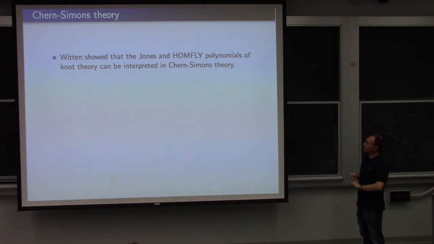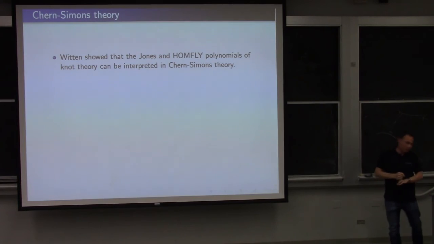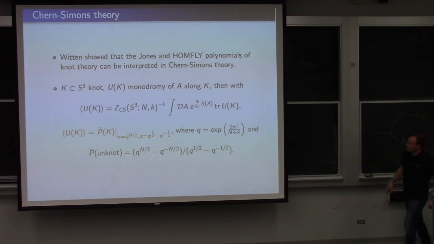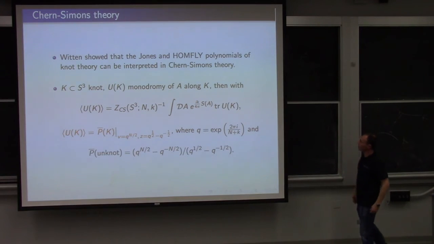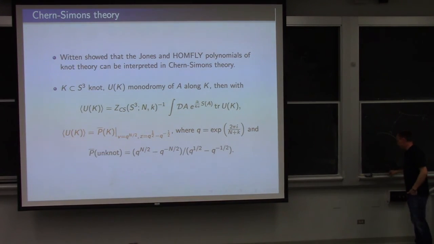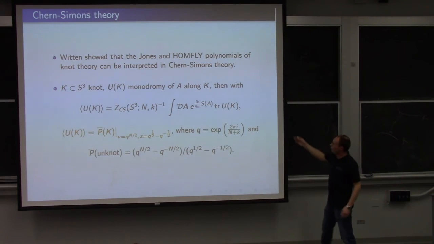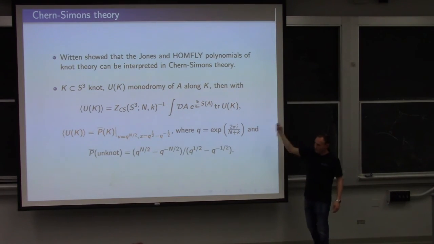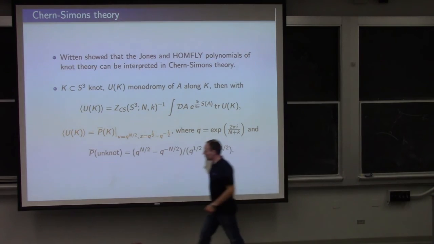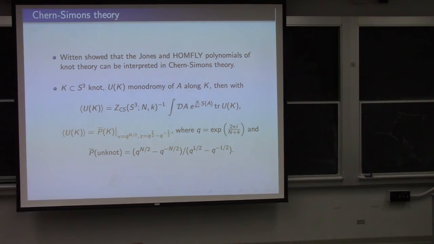One of the nice things about this is that Witten showed how one can interpret the Jones and the HOMFLY polynomials in terms of this Chern-Simons theory. Basically, what he showed was that the Jones polynomial, the HOMFLY polynomial, is actually the expectation value of the monodromy of the connection around the knot. So let me just say one word about this proof, because it's interesting from the point of view of being a little bit non-perturbative.